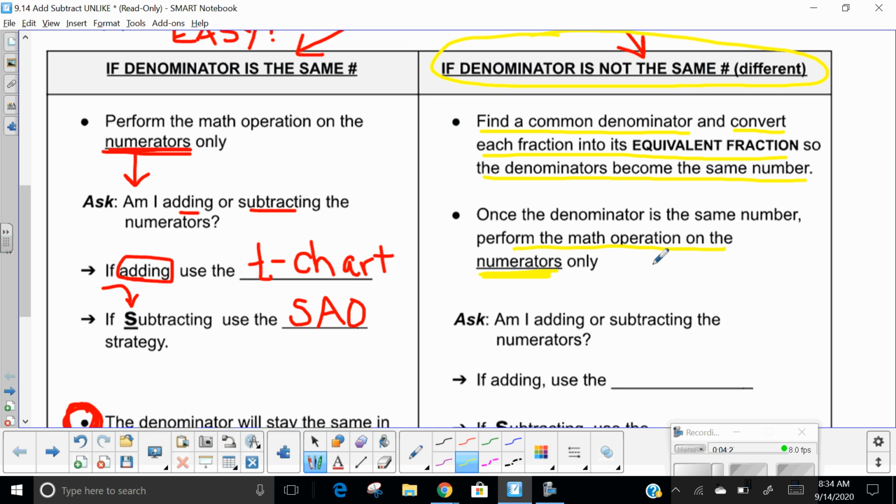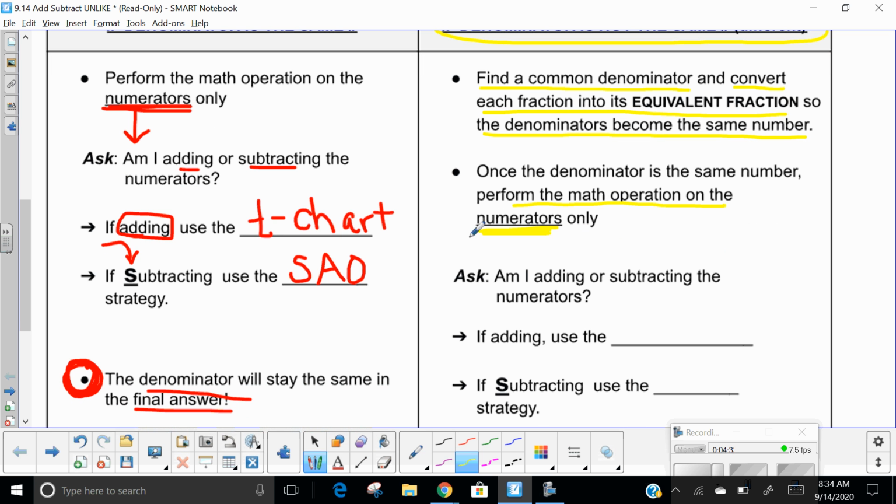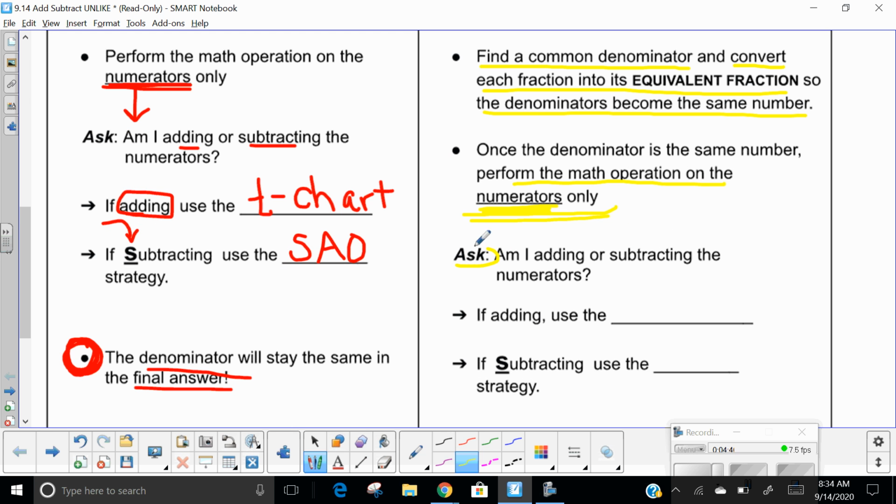So remember, our goal is to get those denominators to look the same. They need to be the same number. Then we're performing the math operation on the numerators only. So if I'm adding, you want to ask yourself, if I'm adding, what can I use to help me solve to calculate the new numerator? If I'm adding.